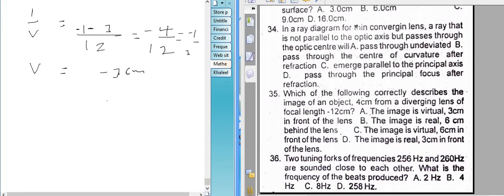minus 3 centimeter. So this is negative, meaning what? A virtual image is produced. Hence, the correct option is option A. That is, the image is virtual, 3 cm in front of the lens. So it's virtual and 3 cm as well. So the correct option is option A.